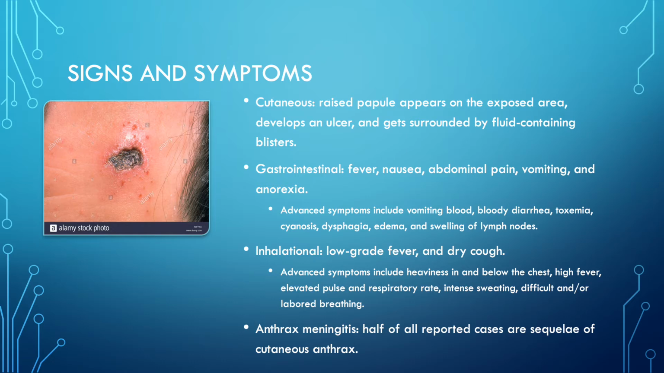Anthrax meningitis may develop from the spread of any form of anthrax, or it may occur alone. Half of all reported cases are sequelae of cutaneous anthrax. It could be suspected that an anthrax patient may have meningitis if they have a severe headache, altered mental state like confusion, meningeal signs, or neurologic deficits of any kind.